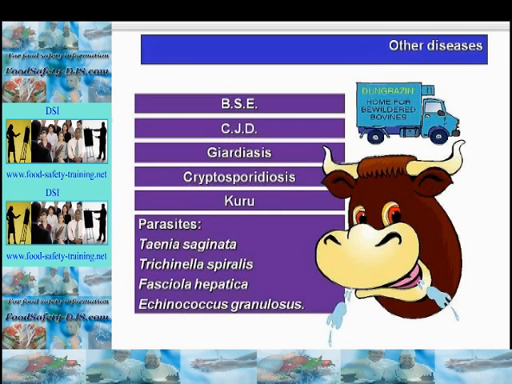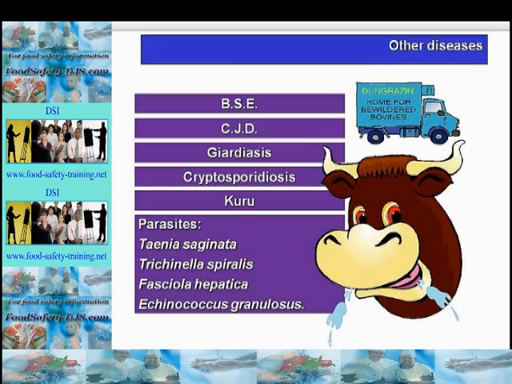Cysts, if you like, are a bit like spores. Outbreaks are often from water contaminated with animal feces. The incubation period for Giardiasis is 6 to 22 days. For Cryptosporidiosis, it's around 10 days.